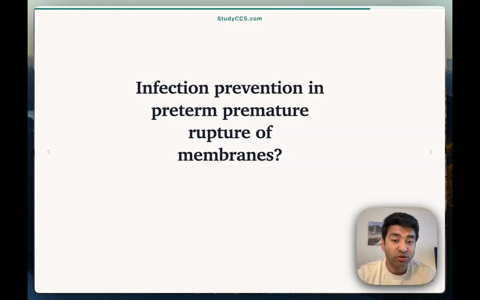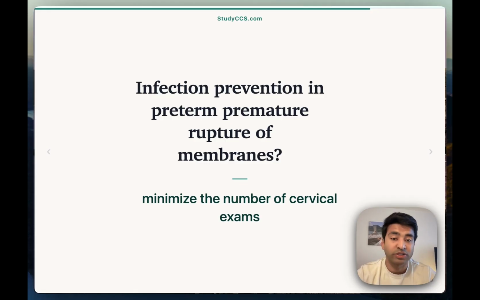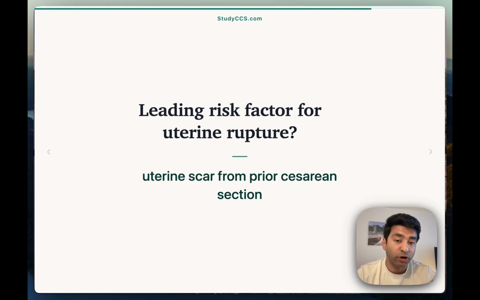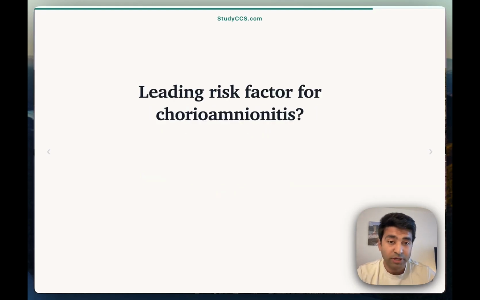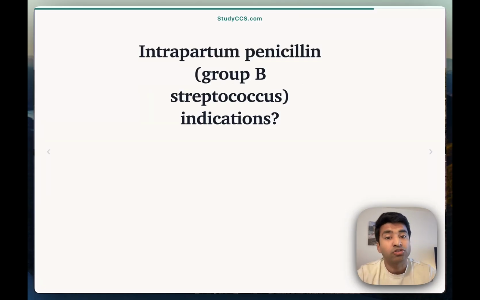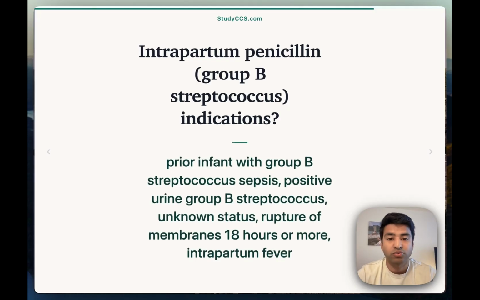Prior infection of premature rupture of membranes is minimization of cervical exams. Leading risk factor for uterine rupture is uterine scar from a prior C-section. Leading risk factor for chorioamnionitis is premature rupture of membranes, and then next step is group B strep prophylaxis if it's over 18 hours. Intrapartum penicillin for prophylaxis group B strep indications would be prior infant with group B strep, sepsis, positive urine group B strep, unknown status, rupture of membranes greater than 18 hours, or intrapartum fever.